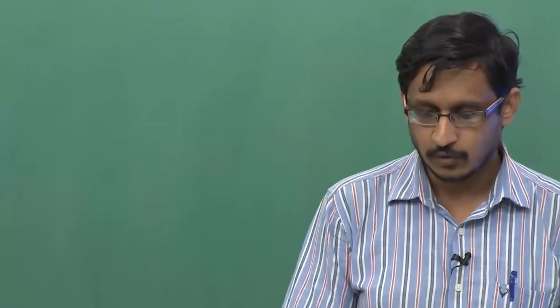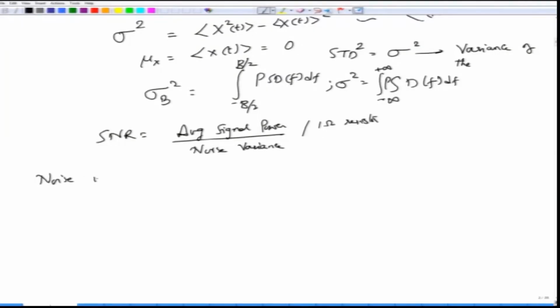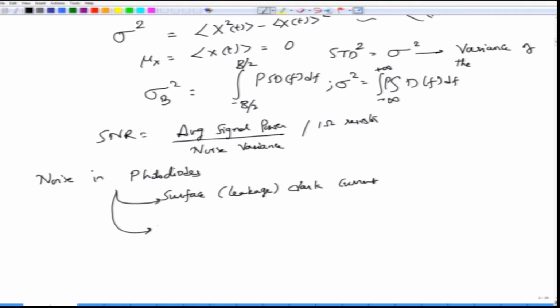Now, what kind of noise can you expect in photodiodes? Okay. You will see that the photodiode noise is also expressed in terms of its variance and everything. So, you see that there are many noise processes. One is called the surface or the leakage dark current, and in addition to this there will also be a bulk dark current, sometimes called the bulk. Okay. Together you call this simply as ID.